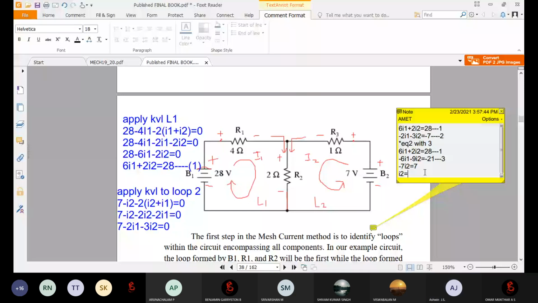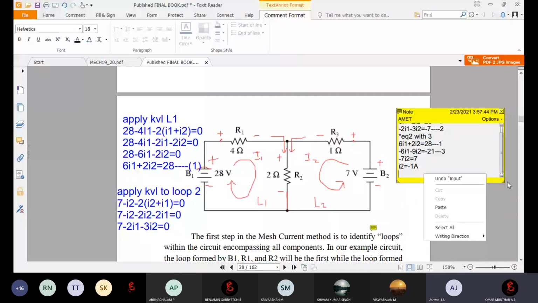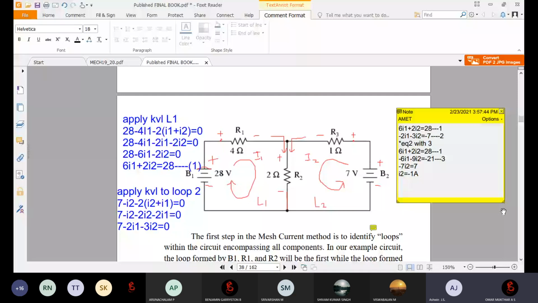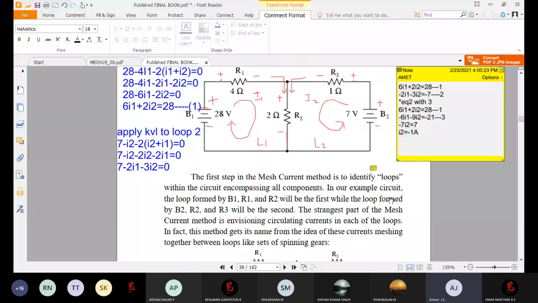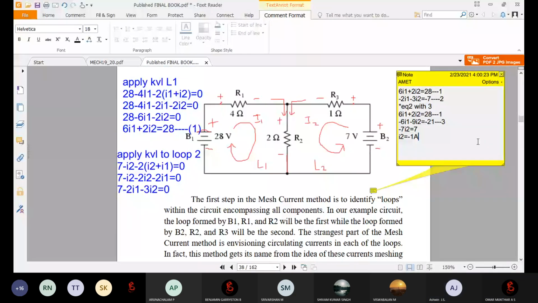Guys, what happened? No one is responding. Minus 1 amps. Okay, got it, all of you? You forgot the mathematics. So I got the I2 value. I'll make it red. I2, I got it. Now I want to find I1, right?